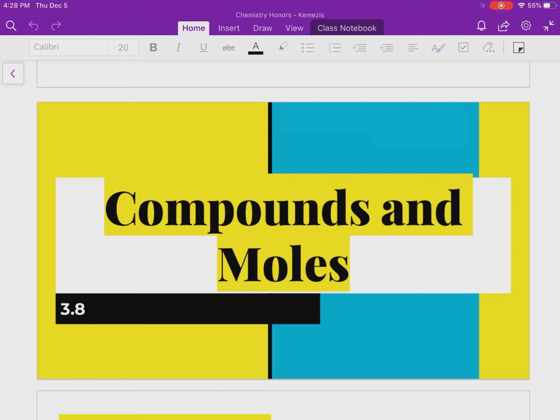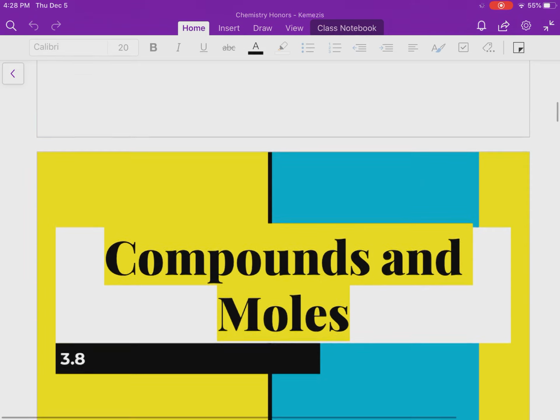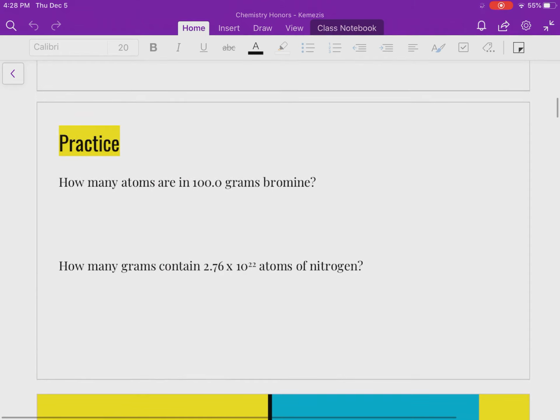Hey guys, with me not being in class tomorrow, I wanted to give you some information so that you can at least work on some practice while you're in there. This first part is going to be an extension of what we were doing in class with molar mass. These were the practice problems we ended class with.